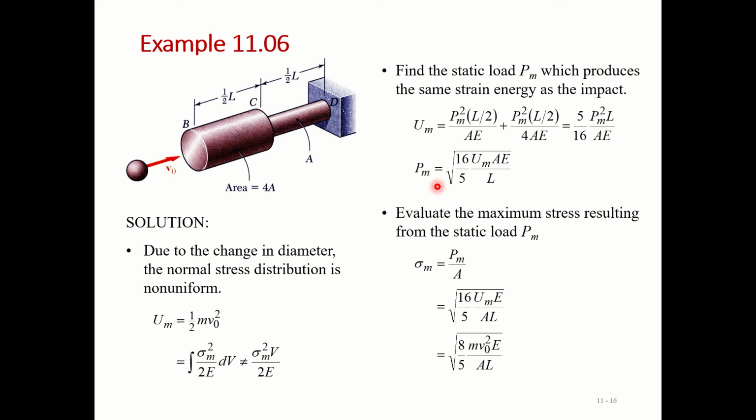We are evaluating the maximum stress resulting from the static load. So this is the maximum value of the stress, which is 8 over 5 m v naught square E over volume over A into L. So now we see that the stresses are higher as compared to the previous relation, which was only m v naught square E over AL. So 8 by 5, this is some factor which is increasing the stresses.